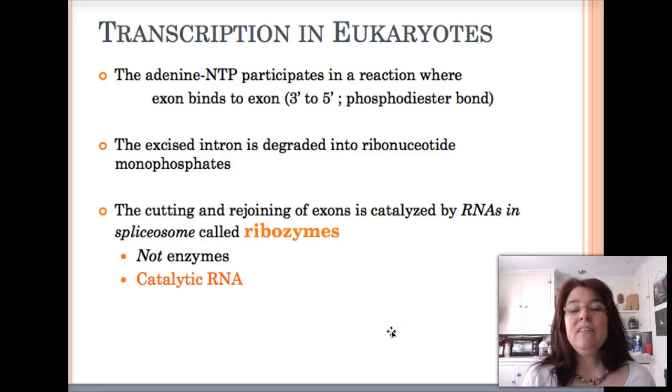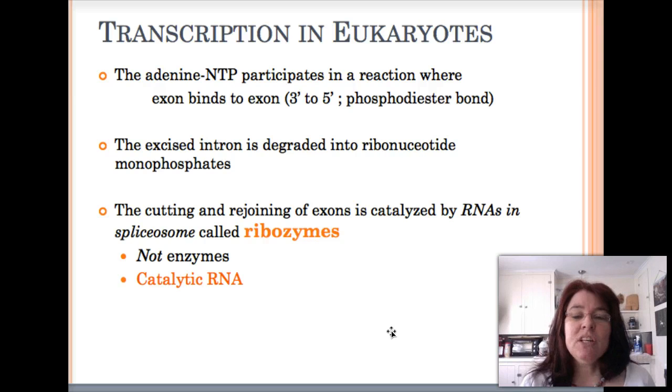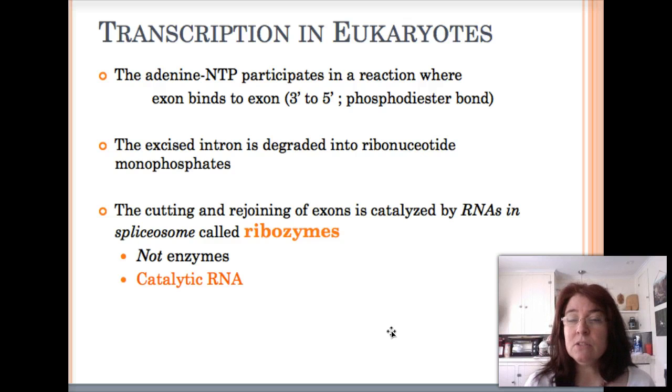That adenine at the end of the intron, at the boundary between the intron and the exon, is actually going to participate in a reaction where the exon is bound to the exon and the intron is removed. So the adenine helps participate along with the spliceosome in bringing the two exon boundaries together and building a phosphodiester bond between them, and actually cleaving or removing the intron.